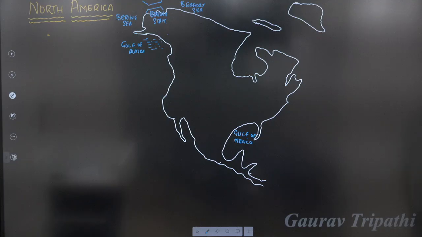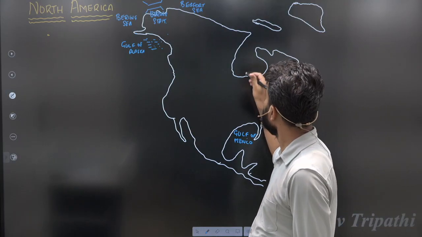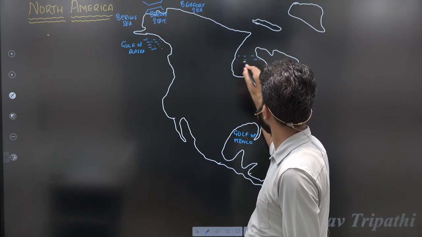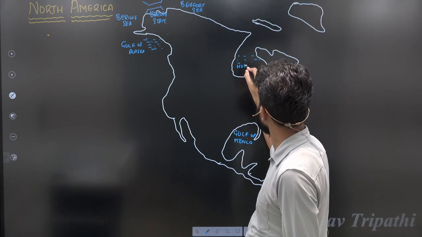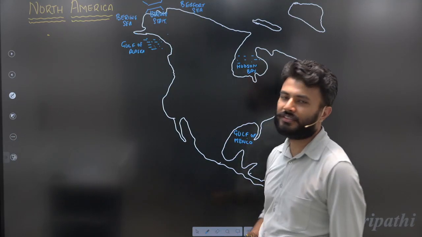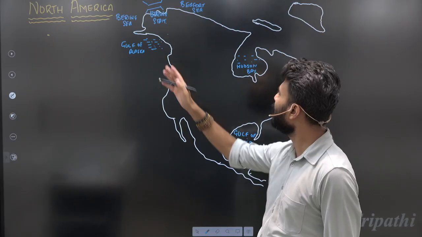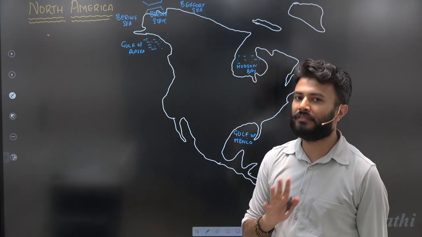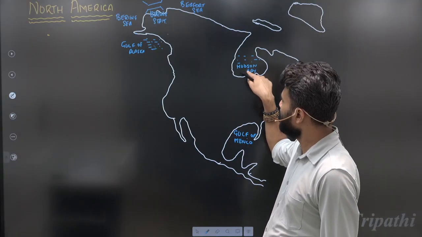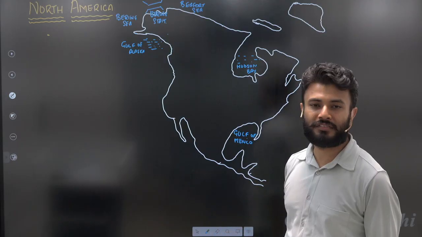Fine. After that, if you move towards the Beaufort Sea and you come across another area, this region is known as Hudson Bay. There is just a difference in terms of size between bay and gulf. Otherwise, the concept remains the same. That is, the water body surrounded by land from three sides is known as Hudson Bay.